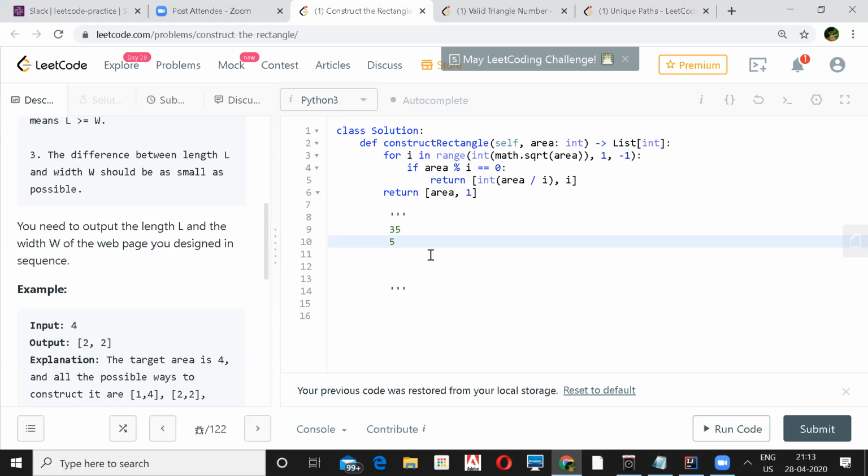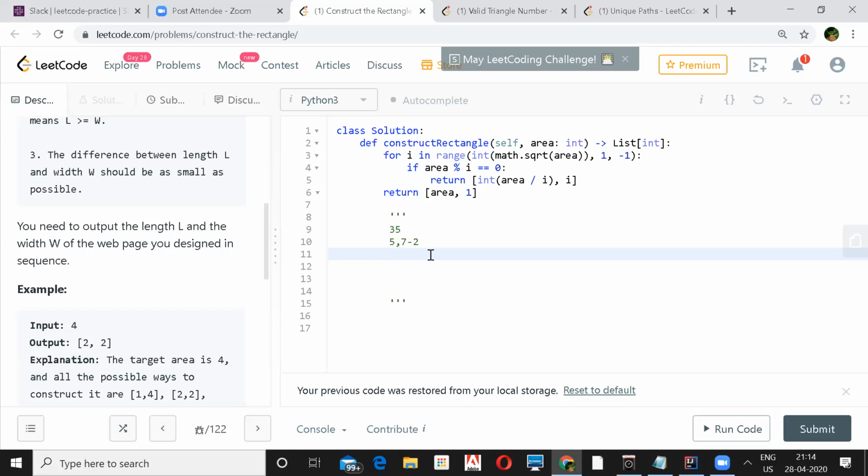So area mod 5. 1 is a factor, another will be 7, right? Area is 35, and we are starting from 5. Here your difference will be 2. And next you will go to 4. 4 won't divide 35, but you are returning at the very first line whenever you get a factor, because that would be the minimum one. I'm showing you, returning here. You can iterate further, but that is not part of the algorithm. I was just explaining that if we go further, you will get a lesser difference.